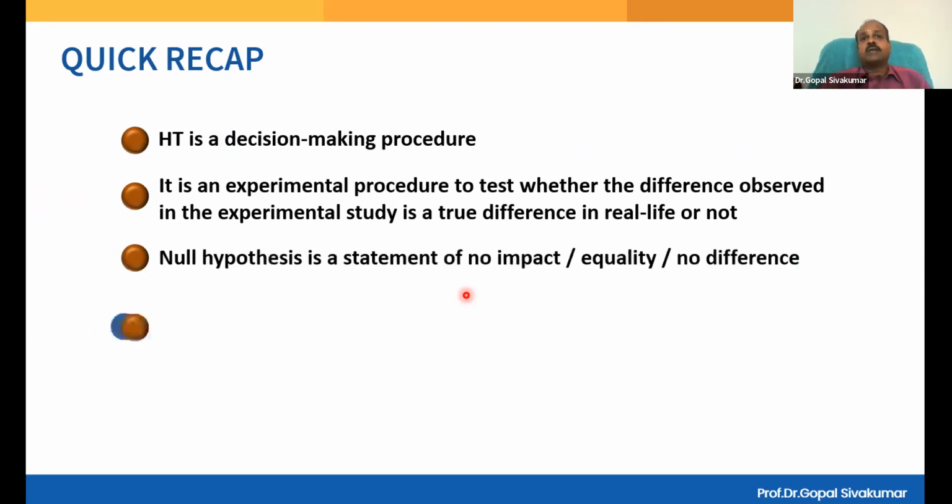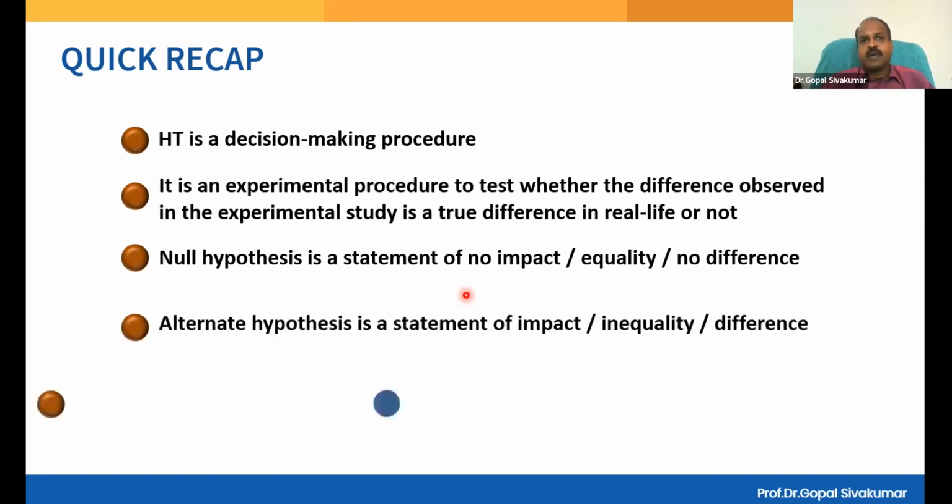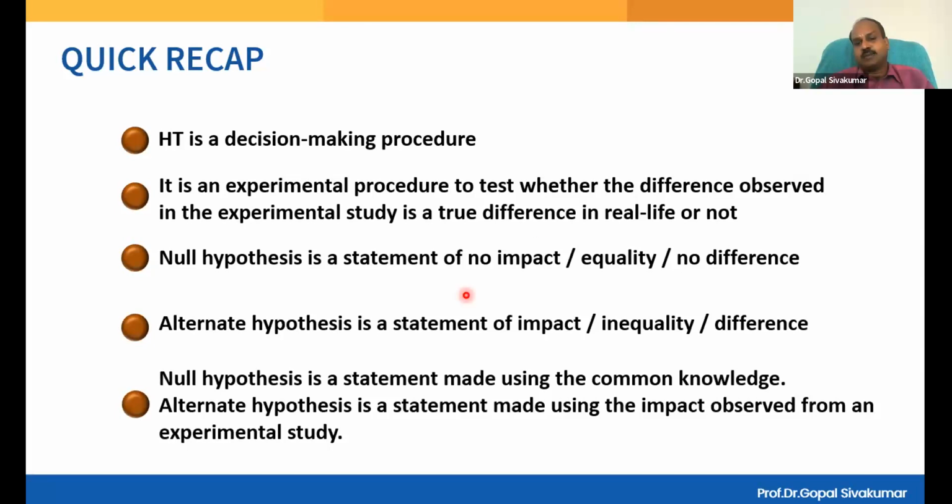I'll come to that. Null hypothesis is a statement of no impact, a statement of equality, a statement of no difference. Alternate hypothesis is a statement of impact, a statement of inequality, and a statement of difference. Null hypothesis is a statement made using common knowledge. Whatever you know so far, based on that you are talking, that is null. That's innocence. But based on the experiment, what you have observed, now you are making a statement that will be called alternate. Hope the first part is very clear to all of you.